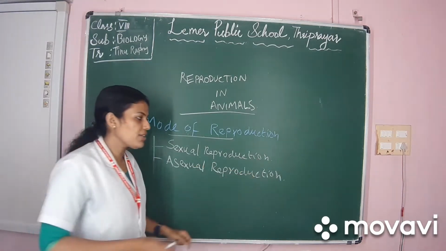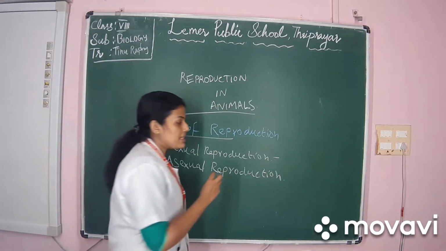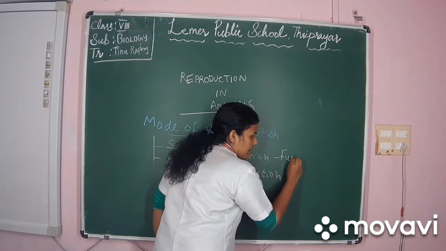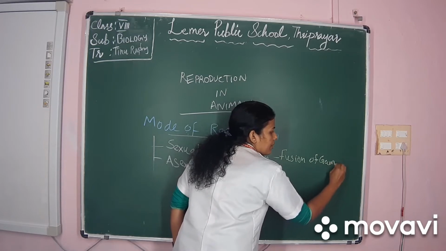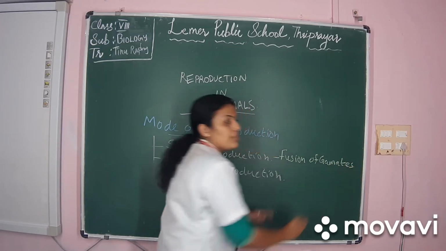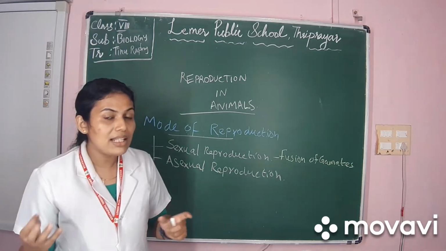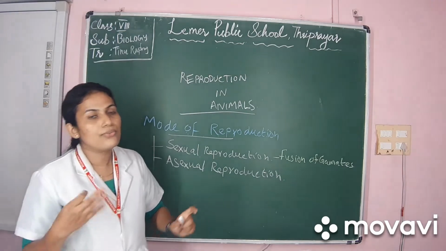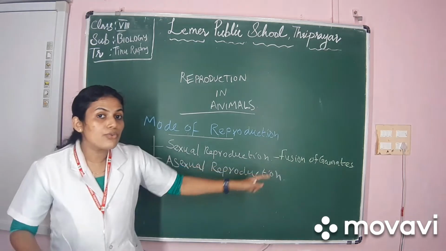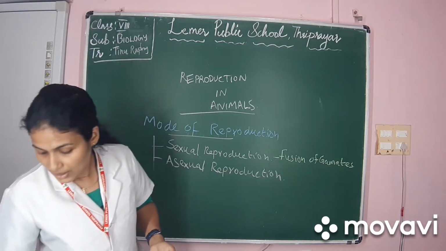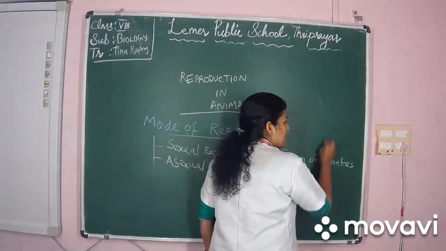So in sexual reproduction, the first point is that fusion of gametes takes place. The gametes of the parents are combining or joining together to form a new individual, a new organism. Now, these gametes fuse to form zygotes.